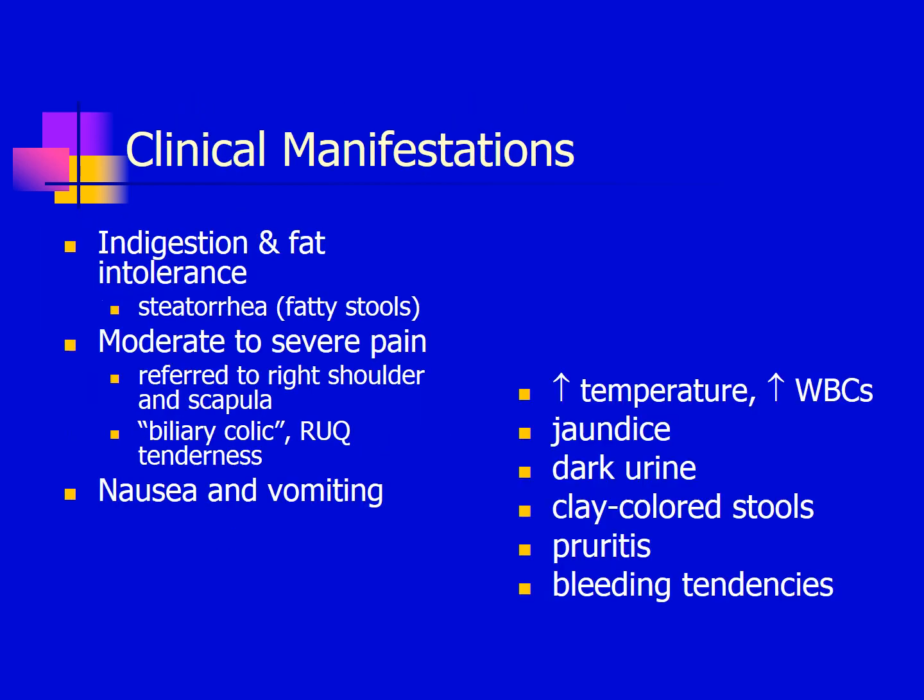Next slide. So what are the clinical manifestations? There's usually indigestion and fat intolerance, so you see fatty stool, diarrhea. There's moderate to severe pain, usually referred to the right shoulder and scapula, biliary colic pain. They are nauseous and vomit. There's increased temperature and WBC. There's jaundice, dark urine, clay-colored stool, pruritus, and bleeding tendency.